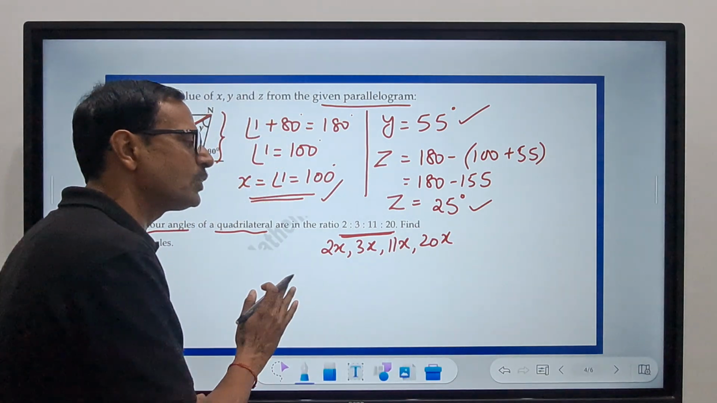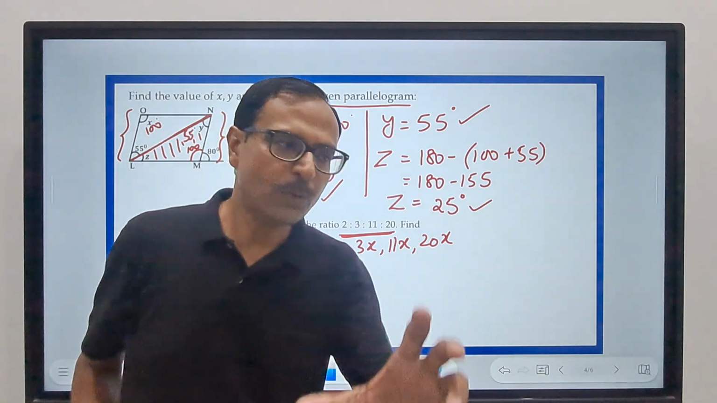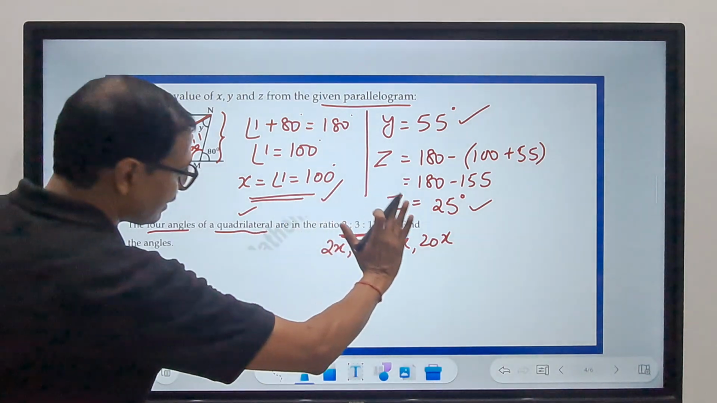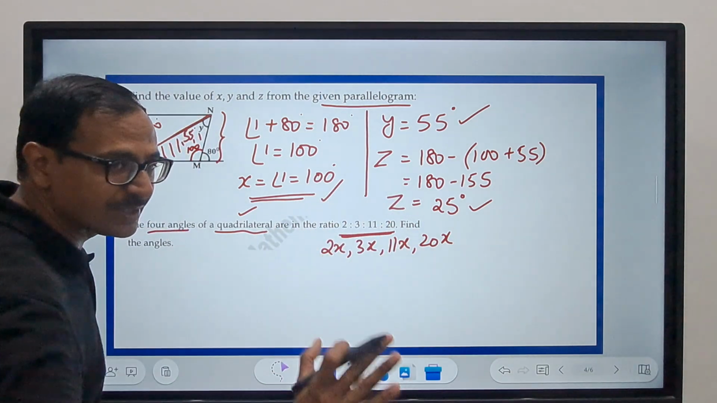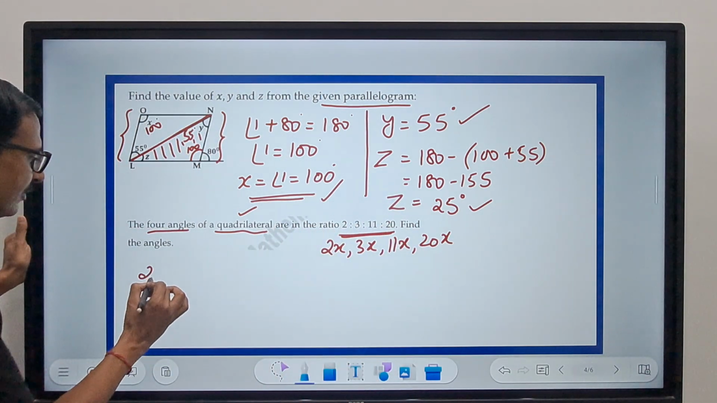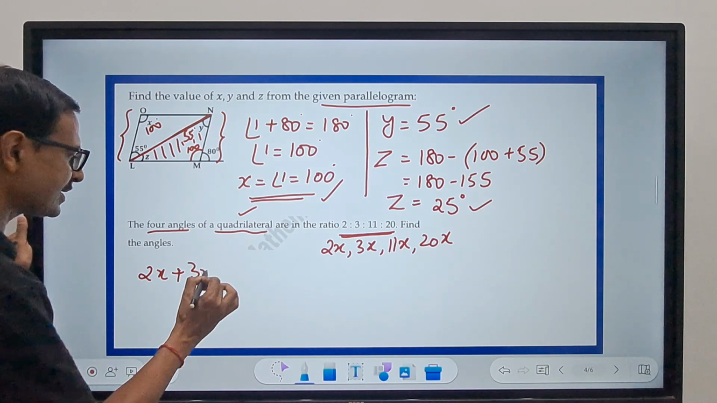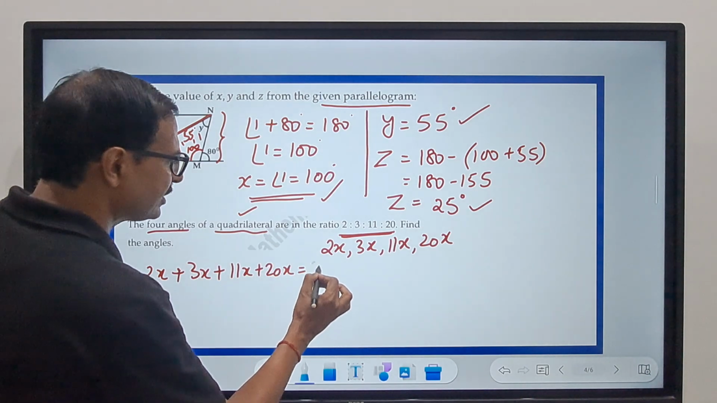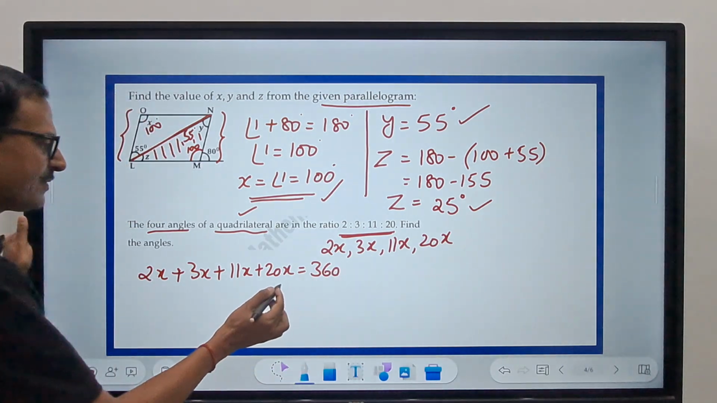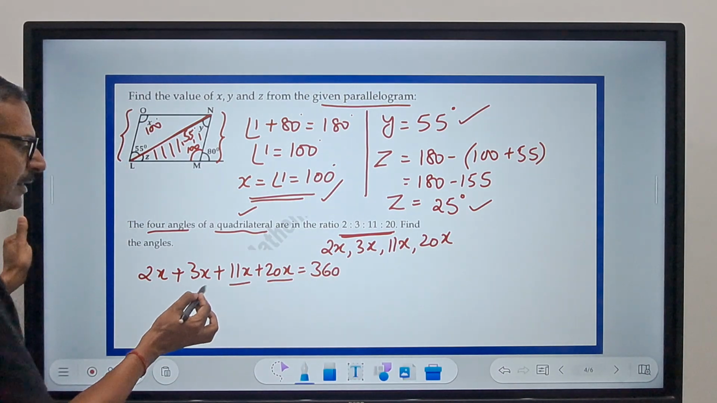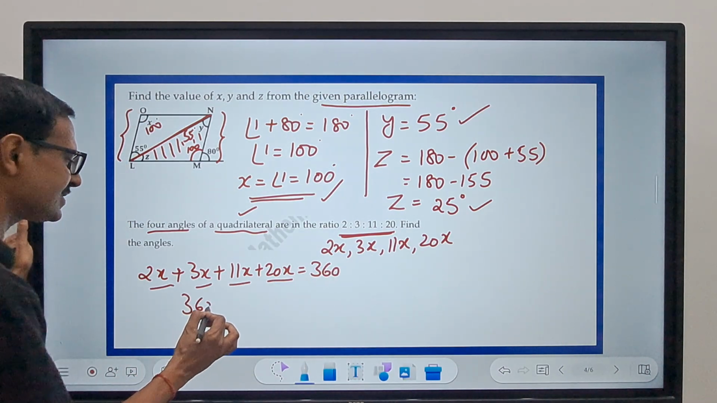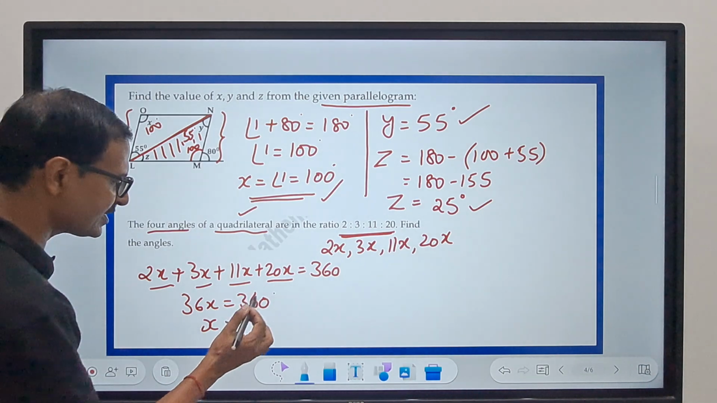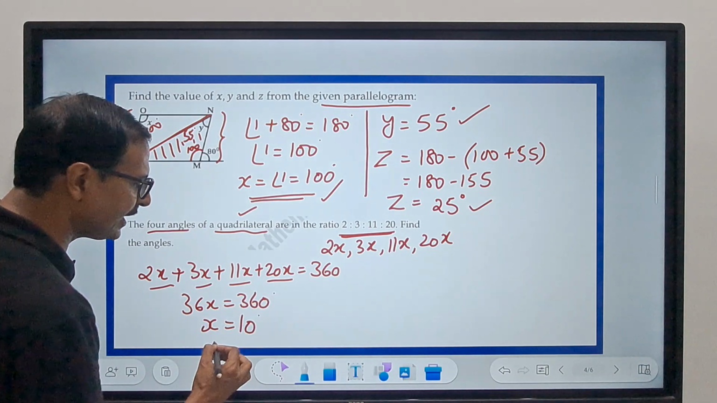And all you need to do is to apply the property of a quadrilateral. What is the property of a quadrilateral? It says that the sum of the four angles has to be 360 degrees. So just add all of them. 2x plus 3x plus 11x plus 20x comes out to be 360 degrees, which gives us what? 36x is equal to 360 degrees. So x is 360 by 36, that is 10 degrees, right?